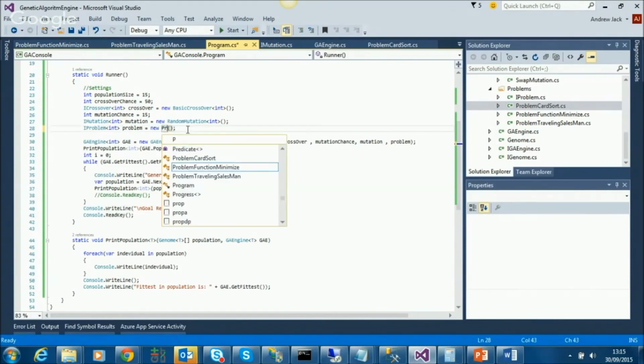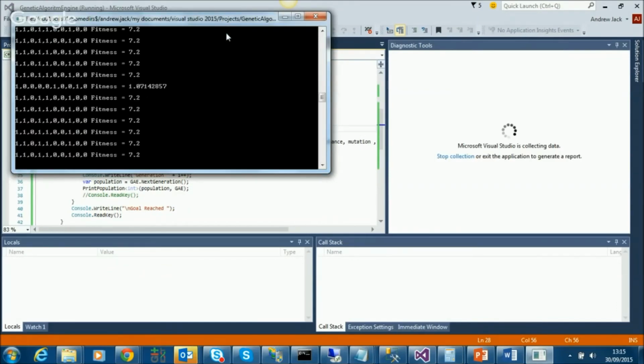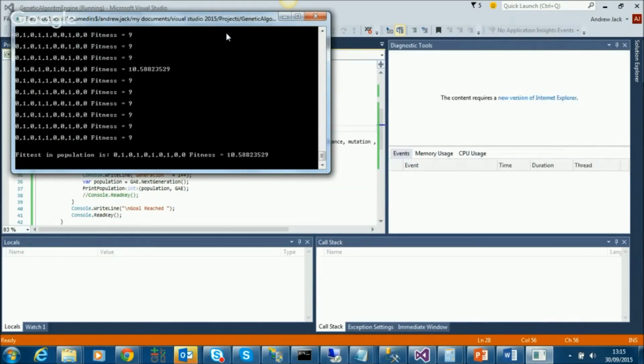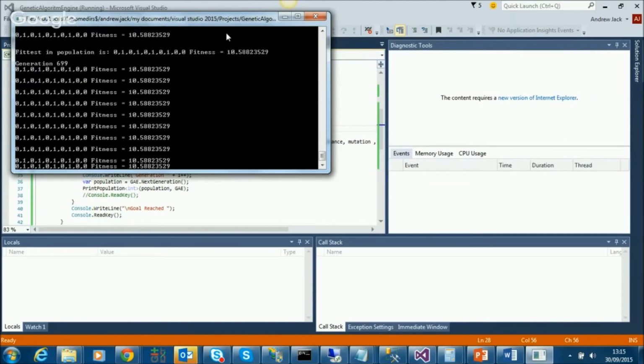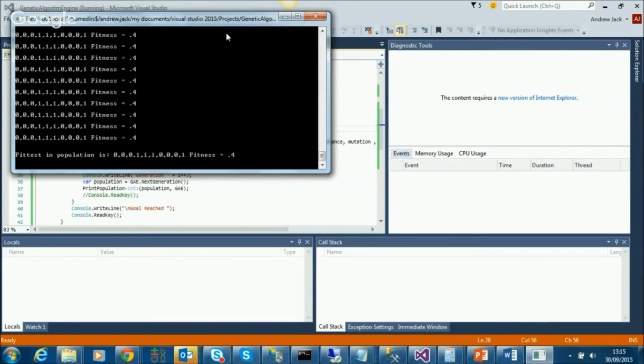Problem. Card sort. Okay, so we're just going to run it with the same mutation, the same crossover, the same percentages as the previous example. Let's see how that goes. This might not be the same parameters we used for the previous solution and may not fit this solution very perfectly.